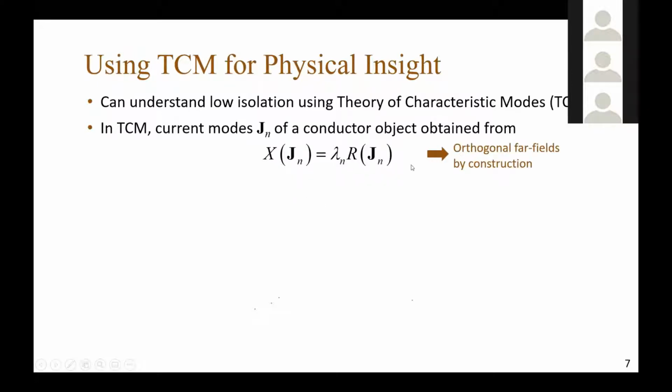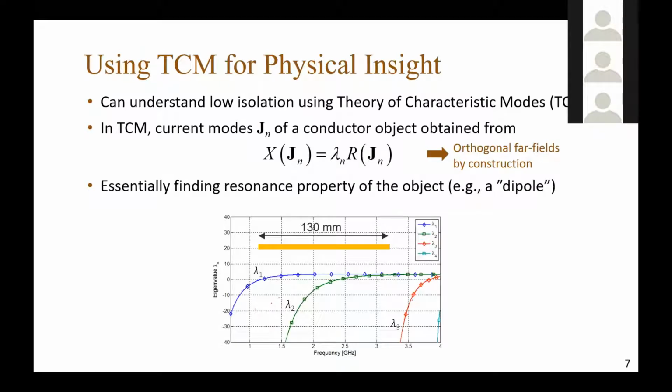What is interesting about this eigenvalue problem is that if you choose to solve it, inherently these current modes will give you orthogonal far fields. Orthogonal far fields is very interesting because for MIMO, if you have orthogonal far fields and you have a rich scattering environment, that will give you low to zero correlation. So how do we use these modes?